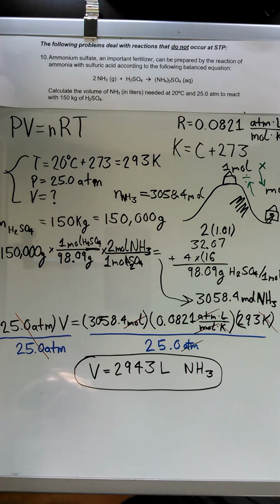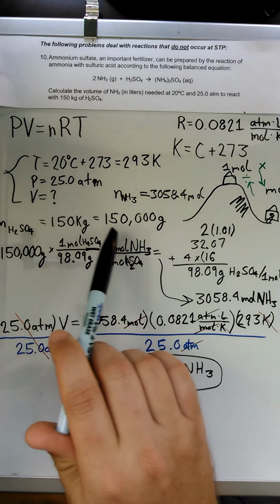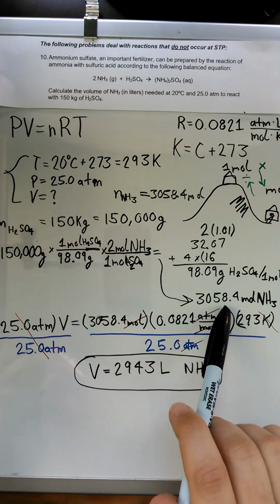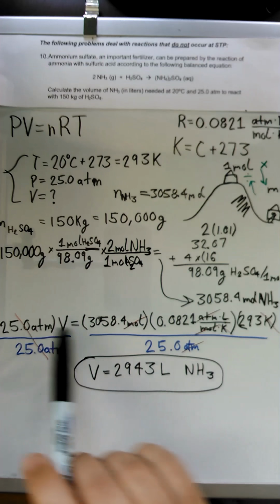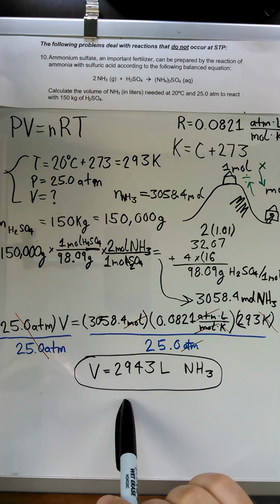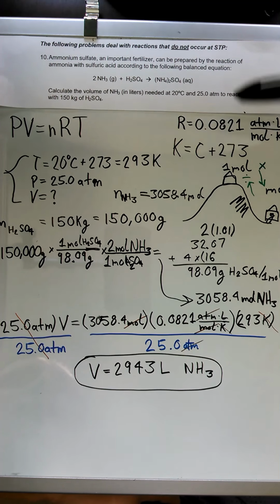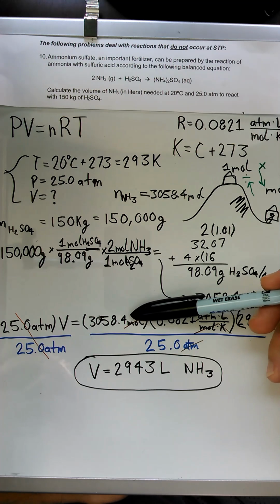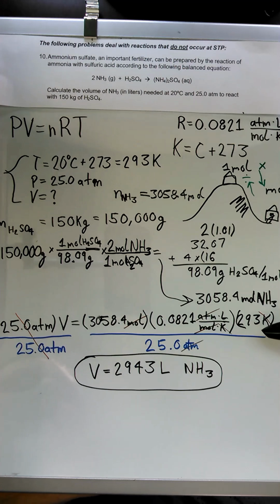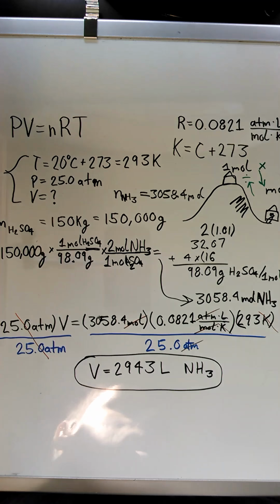All right, so quick review. We convert our mass given to moles of ammonia using stoichiometry. We use that number of moles with our temperature and pressure given to solve for the volume of ammonia. Okay, this is number 10. This is obviously a problem that does not occur at STP. It wasn't as simple as multiplying the number of moles times 22.4. We had to take into account the varying pressure and temperature. Okay, so that is our first problem.